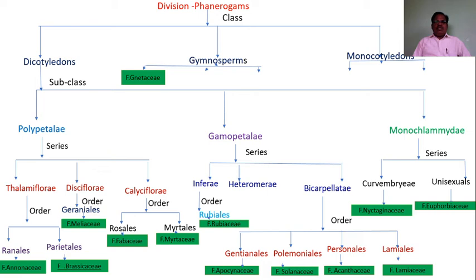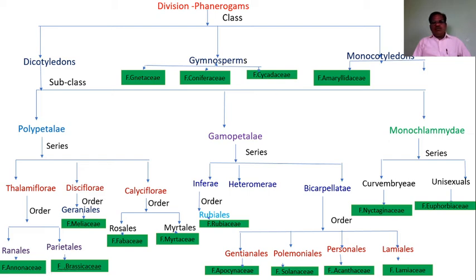One more thing, the class Gymnosperm further divides into three classes, or we can say three different series. The first one is Gnetaceae, then Coniferae and Cycadaceae. These are the different groups of families found there.